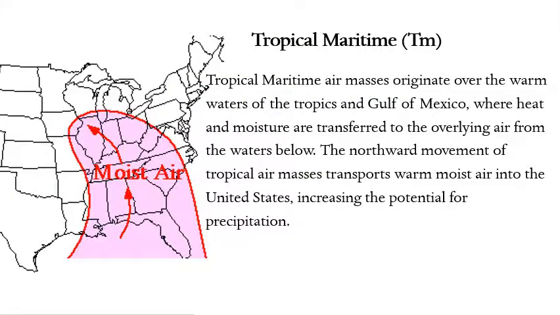Okay, isa-isahin natin yung mga iba't ibang air masses. First, we have the tropical maritime air mass or TM. Tropical maritime air masses originate over the warm waters of the tropics and Gulf of Mexico. So, tropical maritime, tropics siya, and Gulf of Mexico, hindi ibig sabihin na galing siya sa Gulf or galing siya sa body of water, that's why maritime.